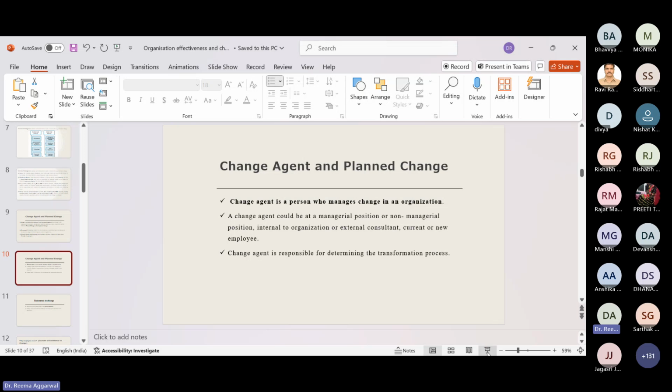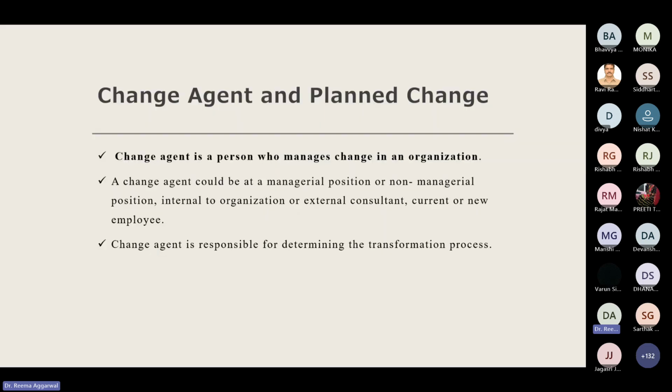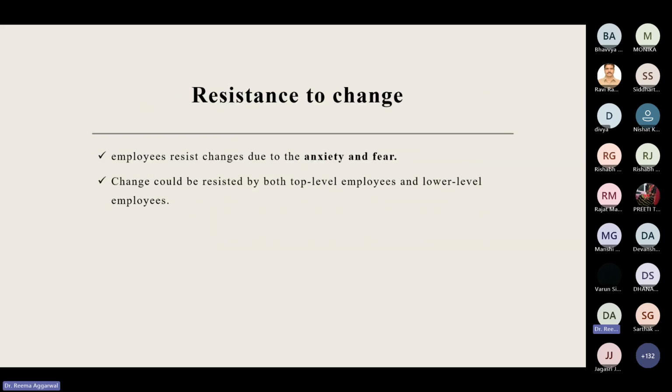So basically, चेंज एजेंट इज अ पर्सन. अब वो चेंज एजेंट कोई मैनेजरियल पोजीशन में कोई मैनेजर भी हो सकता है, कोई नॉन मैनेजरियल पोजीशन से भी कोई पर्सन हो सकता है. Someone internal to the organization could also be a change agent, or someone external to the organization, some consultant could also be there who is managing the change. So change agent is responsible for determining the transformation process. कि एक ऑर्गेनाइजेशन जब ट्रांसफॉर्म होगी उस पूरे प्रोसेस को मैनेज करता है और डिटरमाइन करता है चेंज एजेंट.